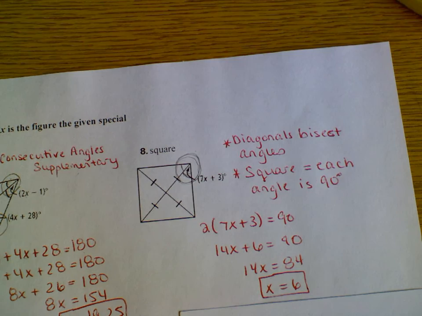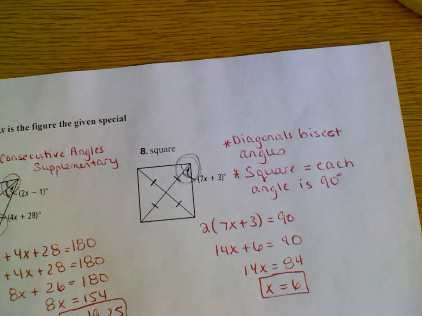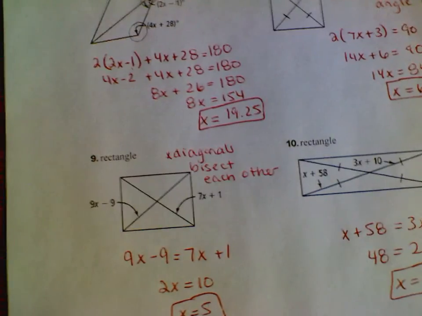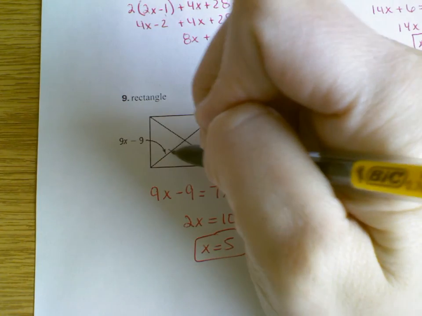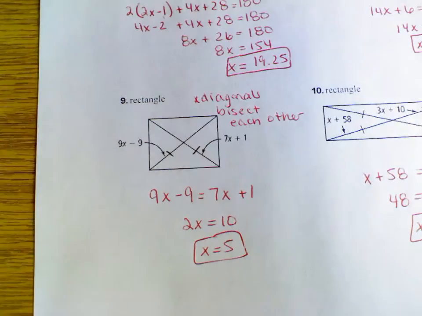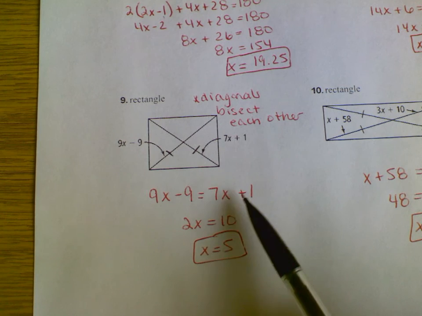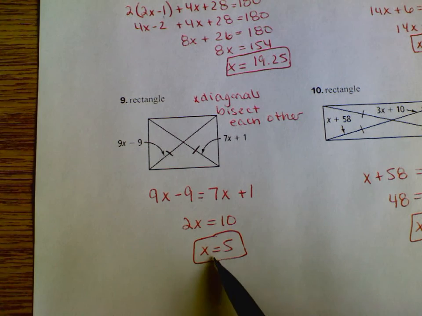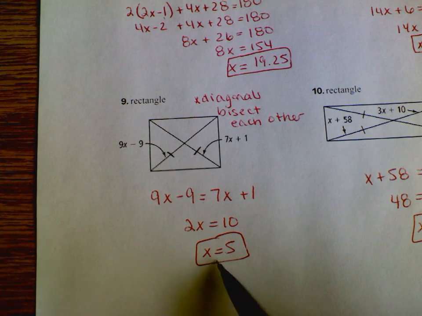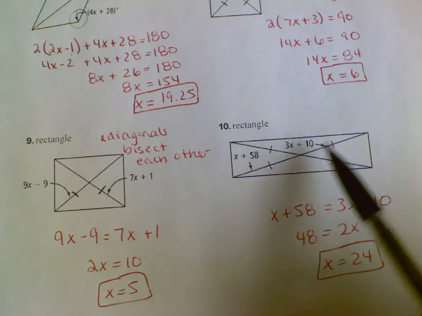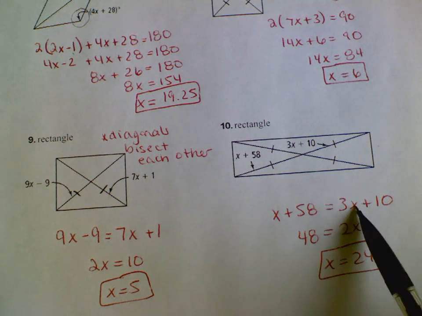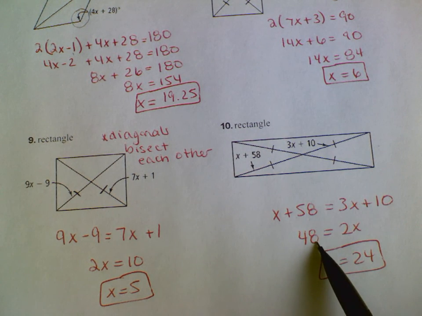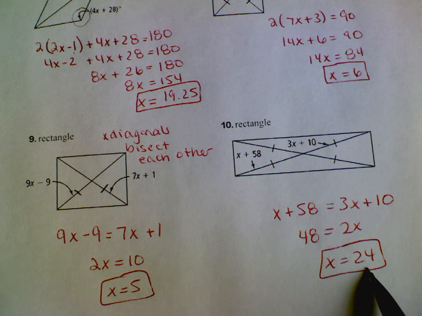Pause the video and see if you can do the last 2. So the last 2 are pretty easy because you just have diagonals. So on number 9, I see my diagonals bisect each other, so this has to be equal to that for a rectangle. So you could just set them equal to each other and solve. So if you solve it, you should be getting x equals 5. Same question on 10. My diagonals bisect each other, so I can just set those expressions equal to each other. Minus 1x minus 10, so 48 equals 2x, and then divide so you get 24.